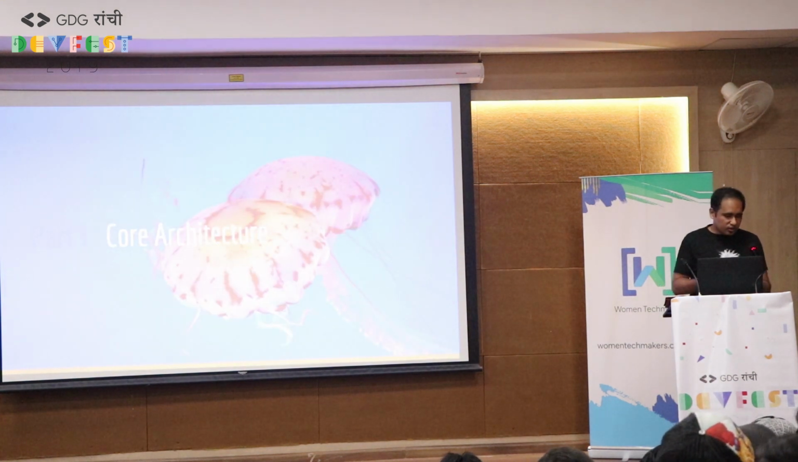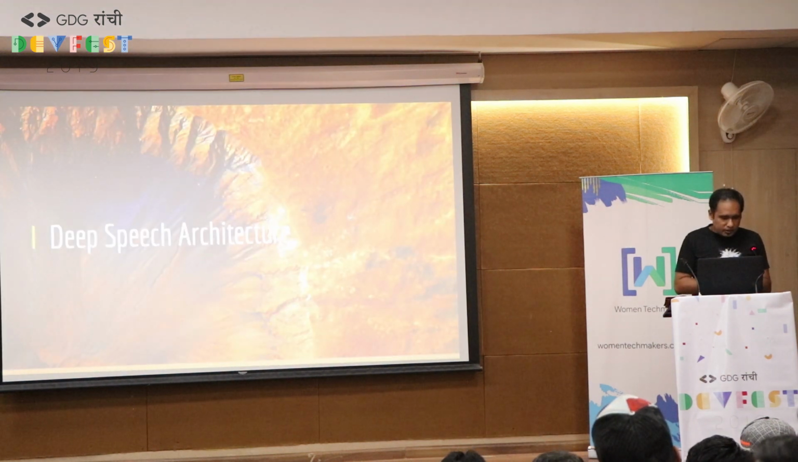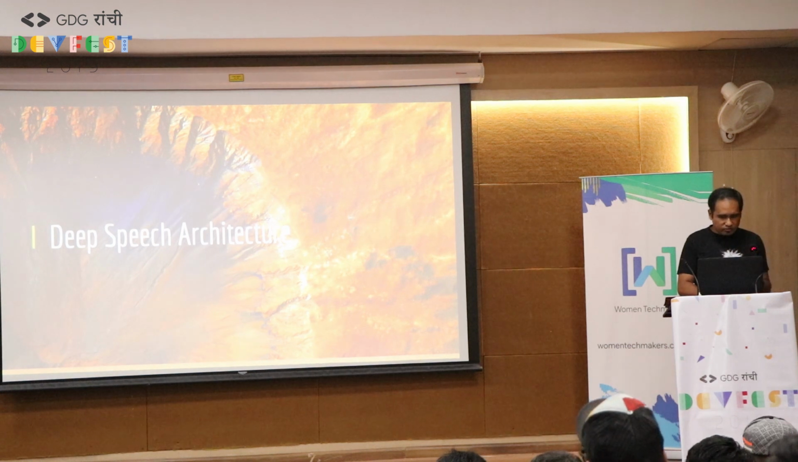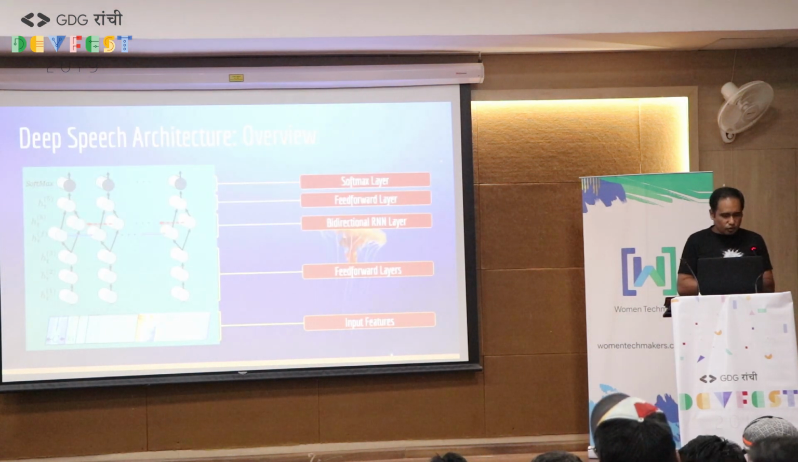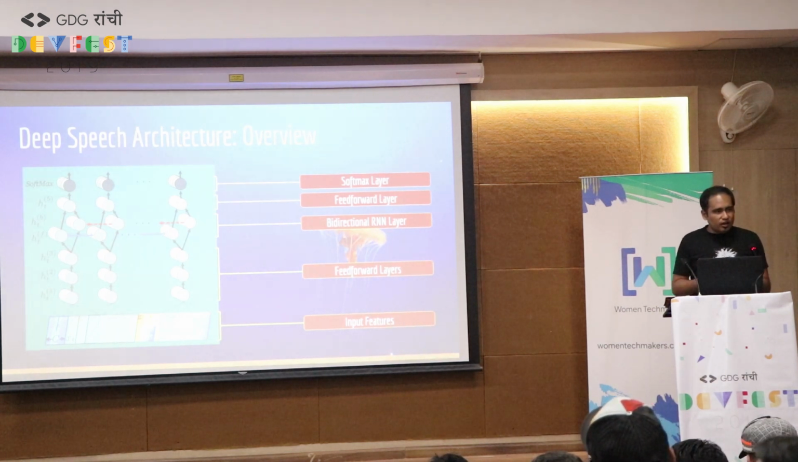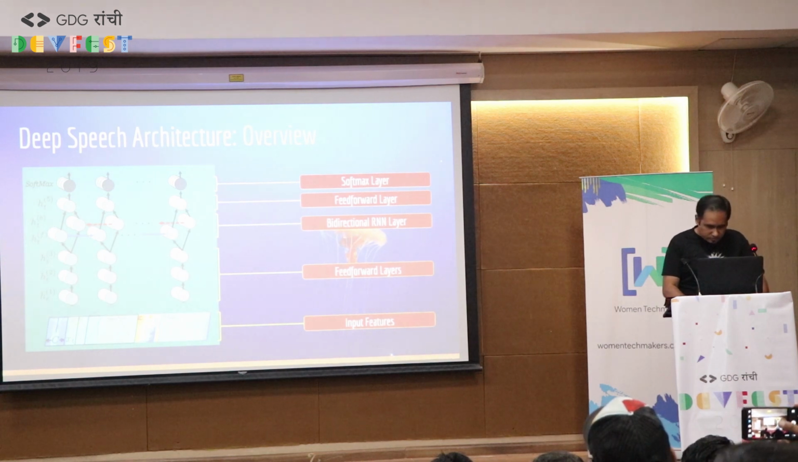So first, the core architecture. The DeepSpeech architecture is divided into a couple of things, mostly 5 layers. If you look at it, it's the softmax layer, the feed-forward layer, the bidirectional RNN layer, and the input features.